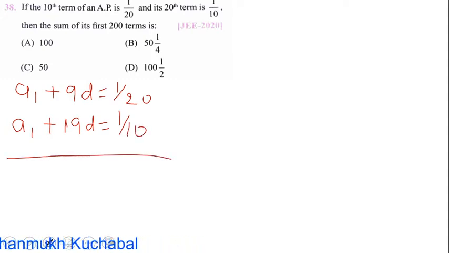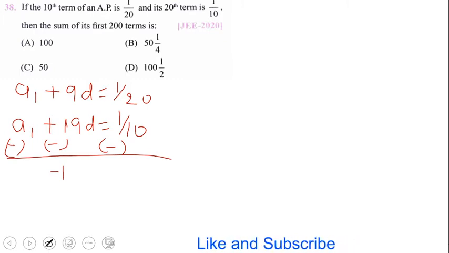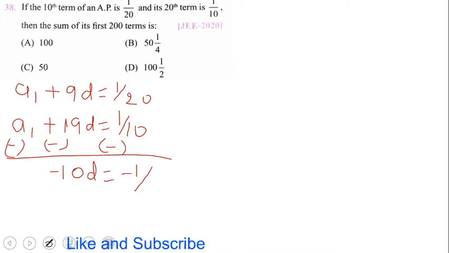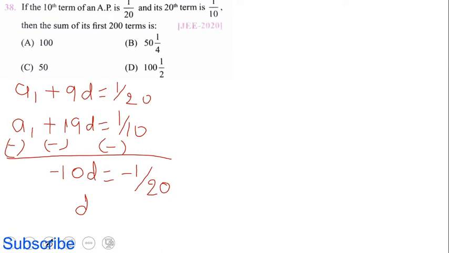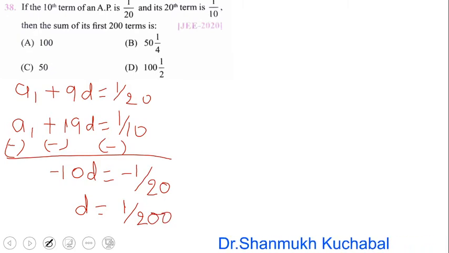So now we will do a subtraction, so we can find the value of D and we will eliminate A here. So we get A1 minus A1 plus 10D equals, on simplification, 1 upon 20 here. So further, transporting 10 to the RHS, we get D as 1 divided by 200 here.